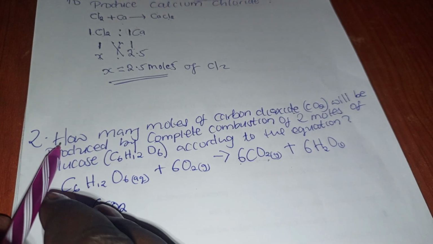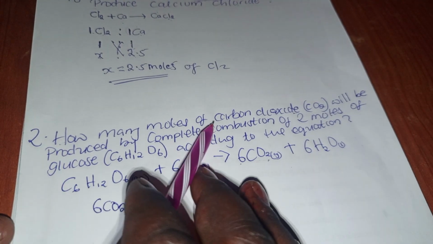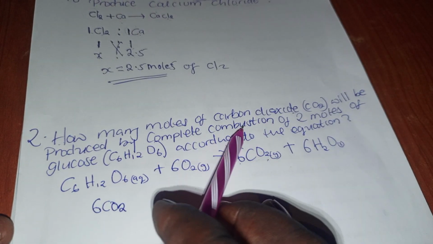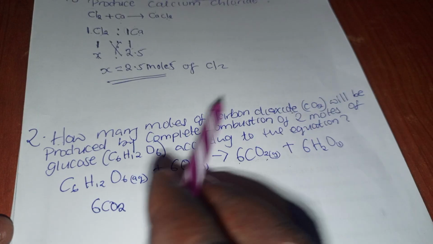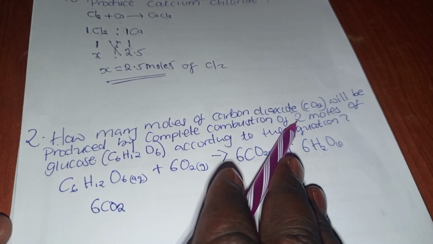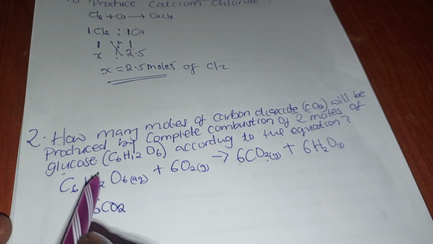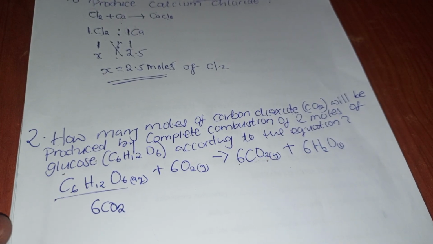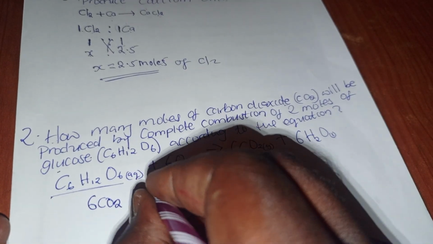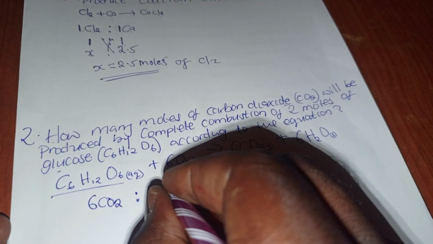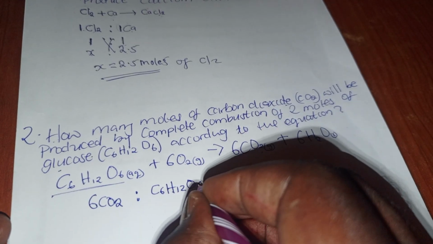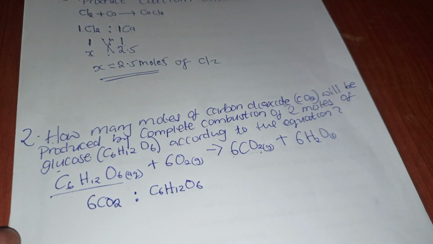Because the question demands me to find how many moles of carbon dioxide will be produced by complete combustion of 2 moles of glucose. So the number of moles given is for glucose, 2 moles of glucose. So the formula for glucose is this one. I'll write it just like the way it is in the equation. So write 6C6H12O6 like this.